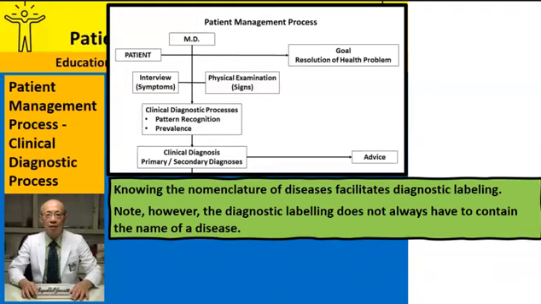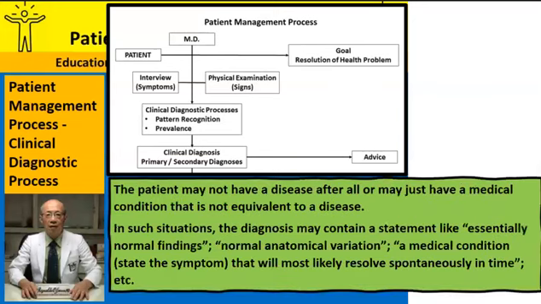Knowing the nomenclature of diseases facilitates diagnostic labeling. Note, however, the diagnostic labeling does not always have to contain the name of a disease. The patient may not have a disease after all, or may just have a medical condition that is not equivalent to a disease. In such situations, the diagnosis may contain statements like essentially normal findings, normal anatomical variation, medical condition, state the symptom, example, headache or pain, that will most likely resolve spontaneously in due time.